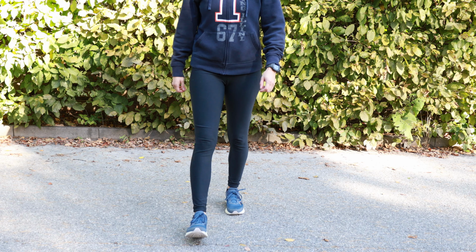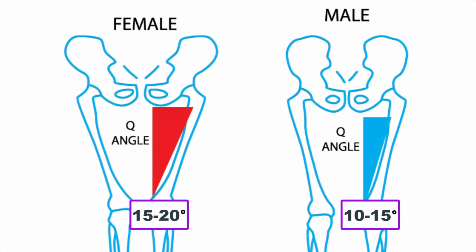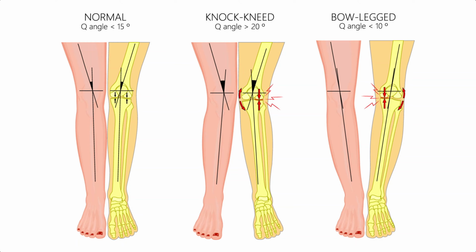This means that the middle of your kneecap should be in a certain alignment with your hip bone and the center of your ankle. This is what we call the Q angle. For females, the Q angle should be about 15 to 20 degrees, and males should be about 10 to 15 degrees. Any angle beyond this range is considered abnormal.